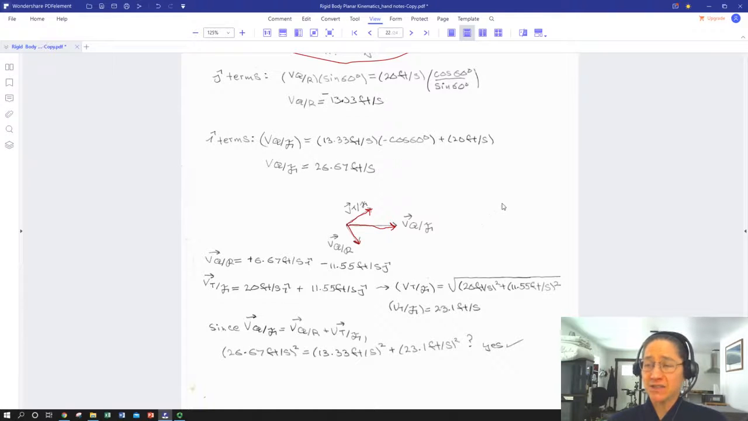So stay tuned. We'll conclude our study of rigid body planar kinematics with the next lecture, which will one-up what we just did, take the first-time derivative, and look at relative accelerations of two different rigid bodies in their own reference frames. So stay tuned.